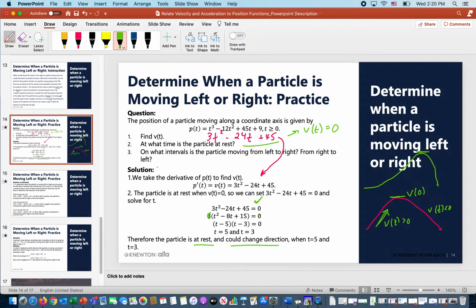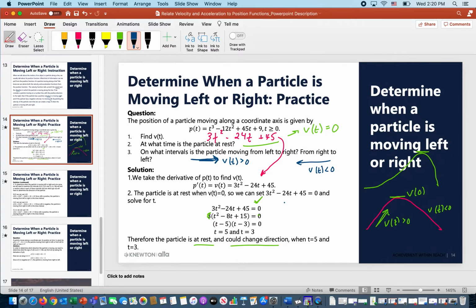In the second part of this problem, on what time intervals is the particle moving from left to right? In other words, that's just a fancy way of asking this question: on what time intervals is the object moving from left to right? Left to right indicates this direction here. This is an object moving to the right, which implies that the velocity is greater than 0. And from right to left would be this direction, and that implies when the velocity is less than 0.